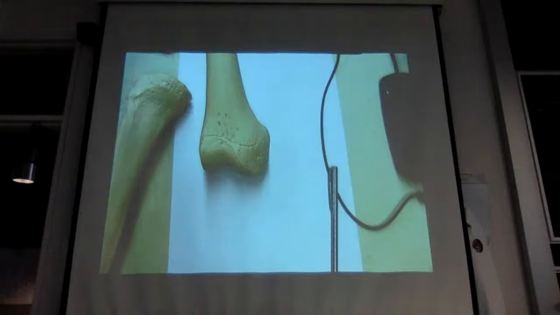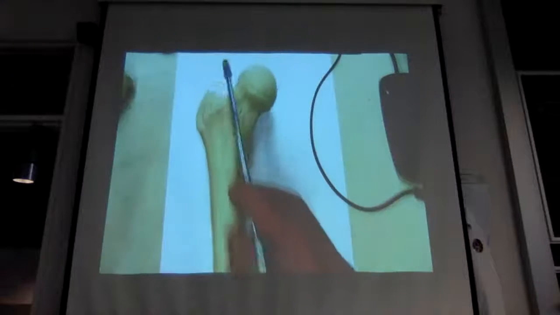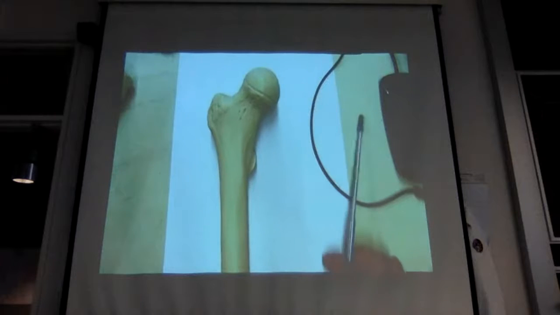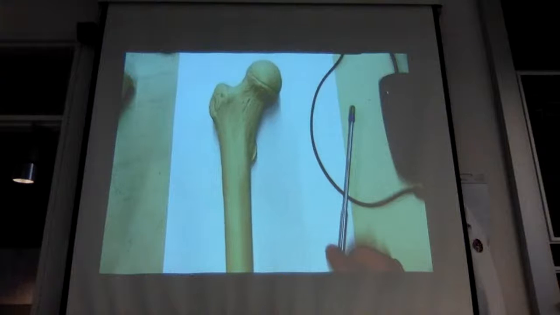Where are we? Right. So anterior, posterior, distal, proximal, medial, lateral is just left or right. It's the right femur. For me, the hardest bone to figure out the side of is the fibula. So we're going to figure it out together.